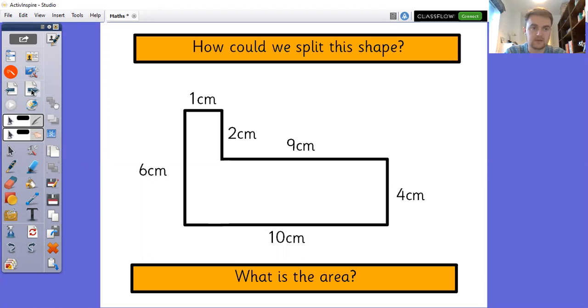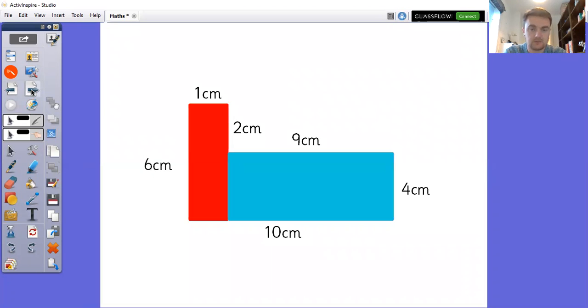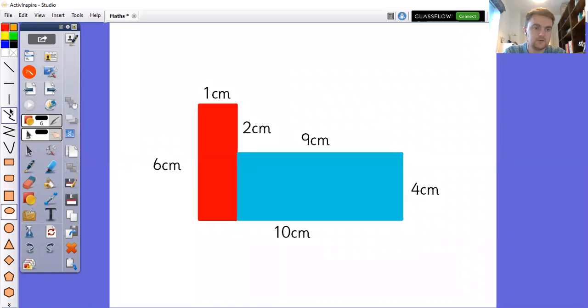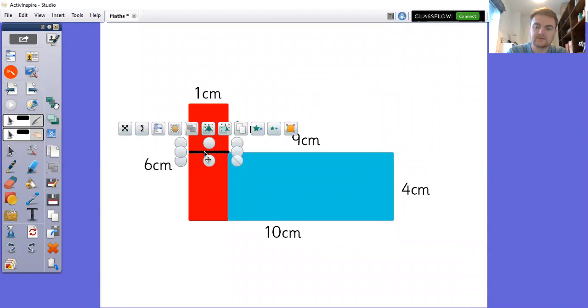Okay, so let's have a look at the way that I split it up. So I've split it up like this. So I've got my red rectangle and my blue rectangle. You could also have split it here if you wanted. That's absolutely fine. But we're going to work through it like this.